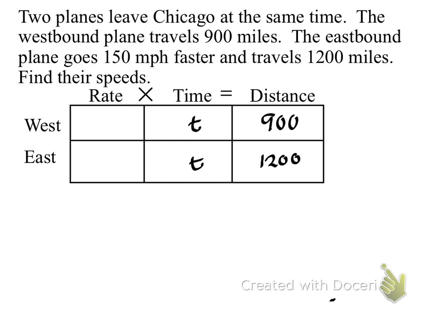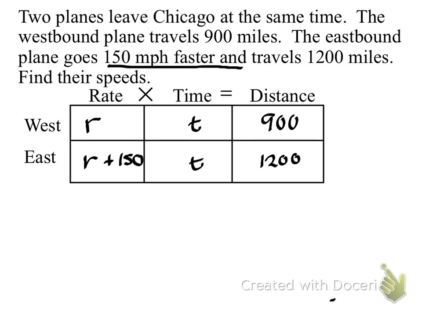Next one, the rate. Now, east goes 150 faster. So, Oscar, how am I going to show the east? It would be the west plus 150. No, it says east goes 150 faster. Well, let's call it what it is. Instead of X, let's use R. Okay? R plus 150 for the east. We don't know what the rate of either plane is, so we call the rate R. And all we know is that east is 150 faster. You guys with me? Yes.